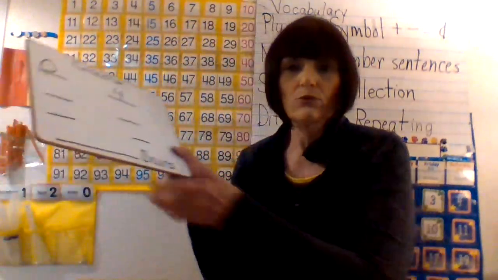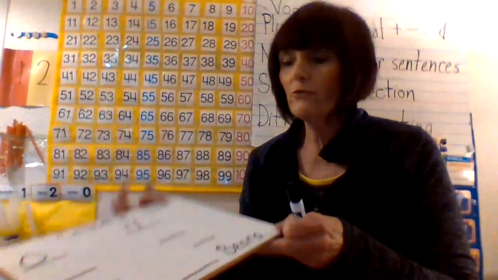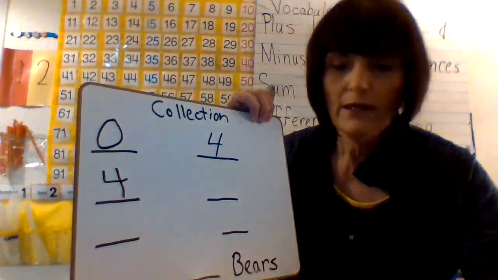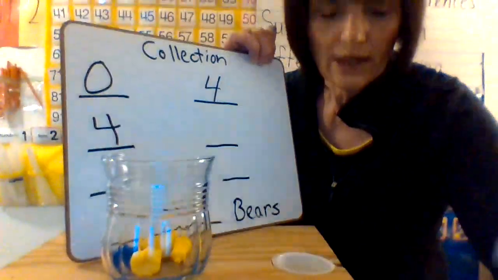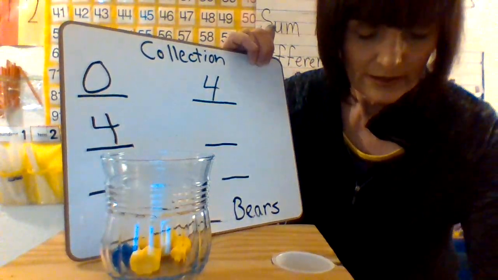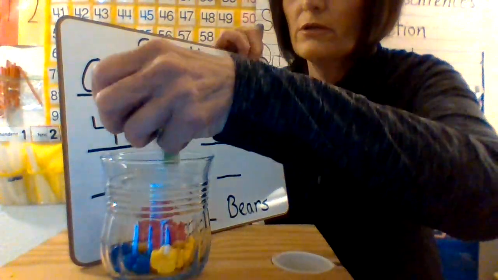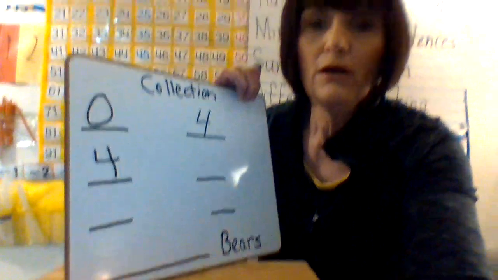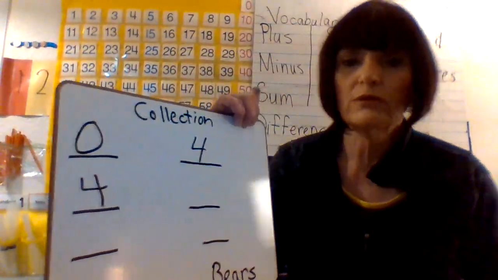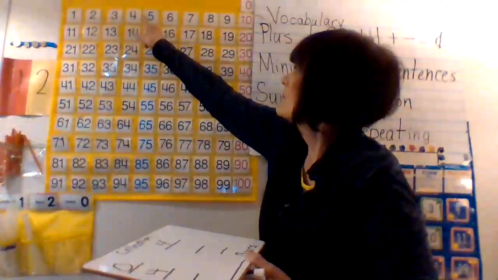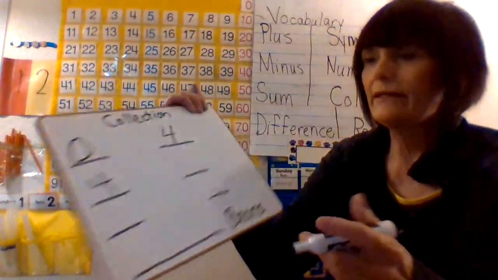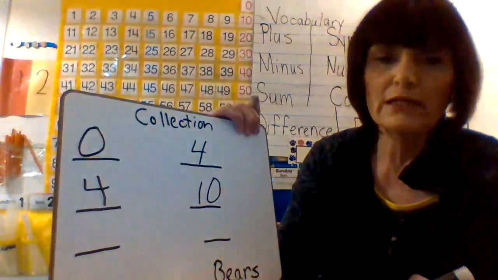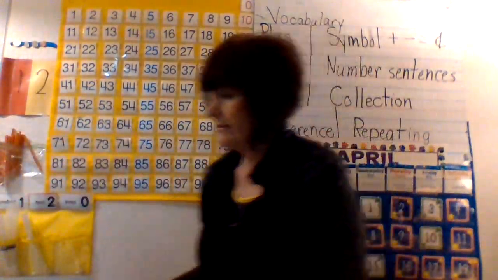Good job. All right. Right now, I think we need to add some more to our collection. We started with 4. So I'm going to put a 4 on this line right there. There's our collection of bears. I'm going to add some more. Let's see how many I get here. 4, 5, 6. I just added 6 more bears. So 4 plus 6 equals. 4. 1, 2, 3, 4, 5, 6. Oh, 10. That equals 10 bears. We have 10 bears in our collection right now. All right, let me set that down there.